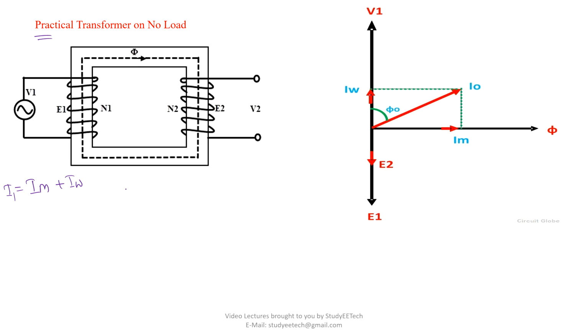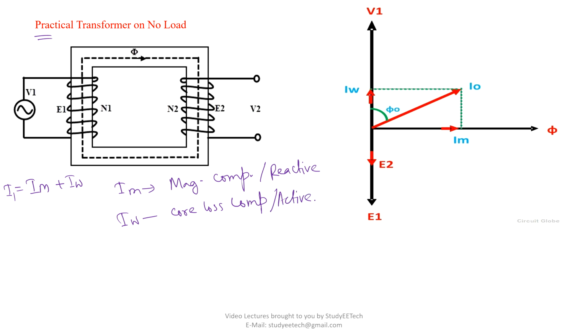So this Im from the previous case will also be present here as the magnetizing component. This IW is called the core loss component. This is the reactive component, that is the active component, and this is sometimes called what? Full component, and sometimes this is called what?